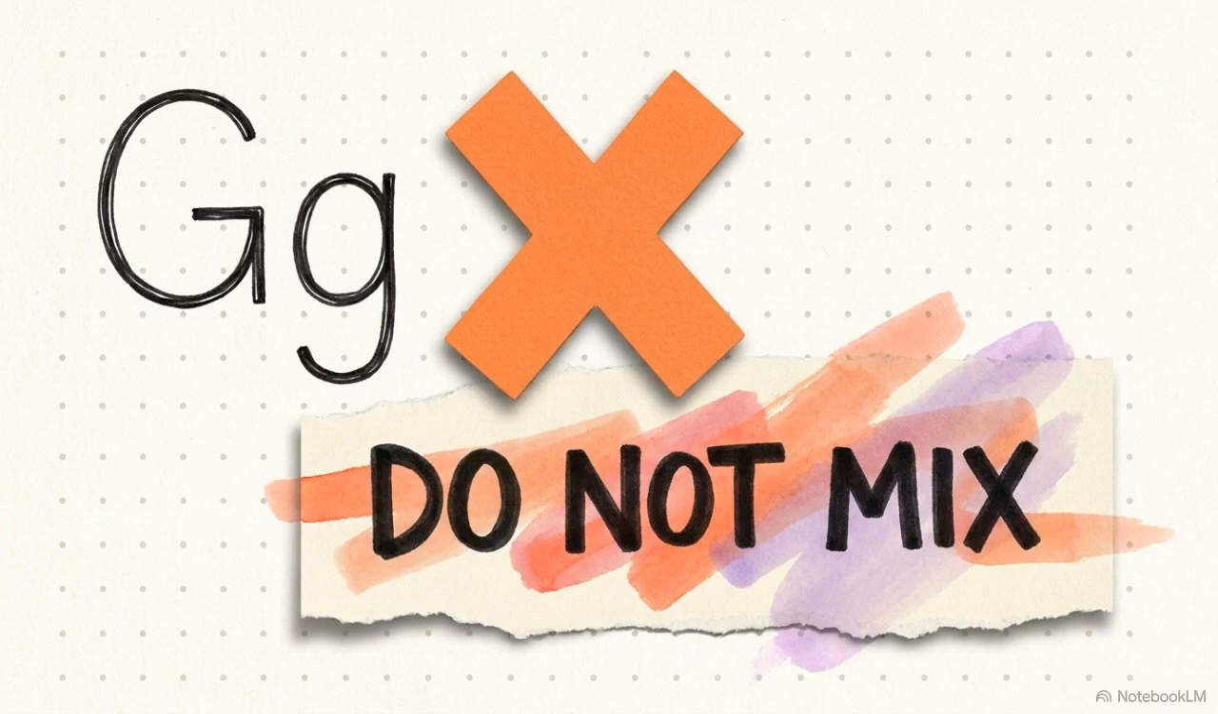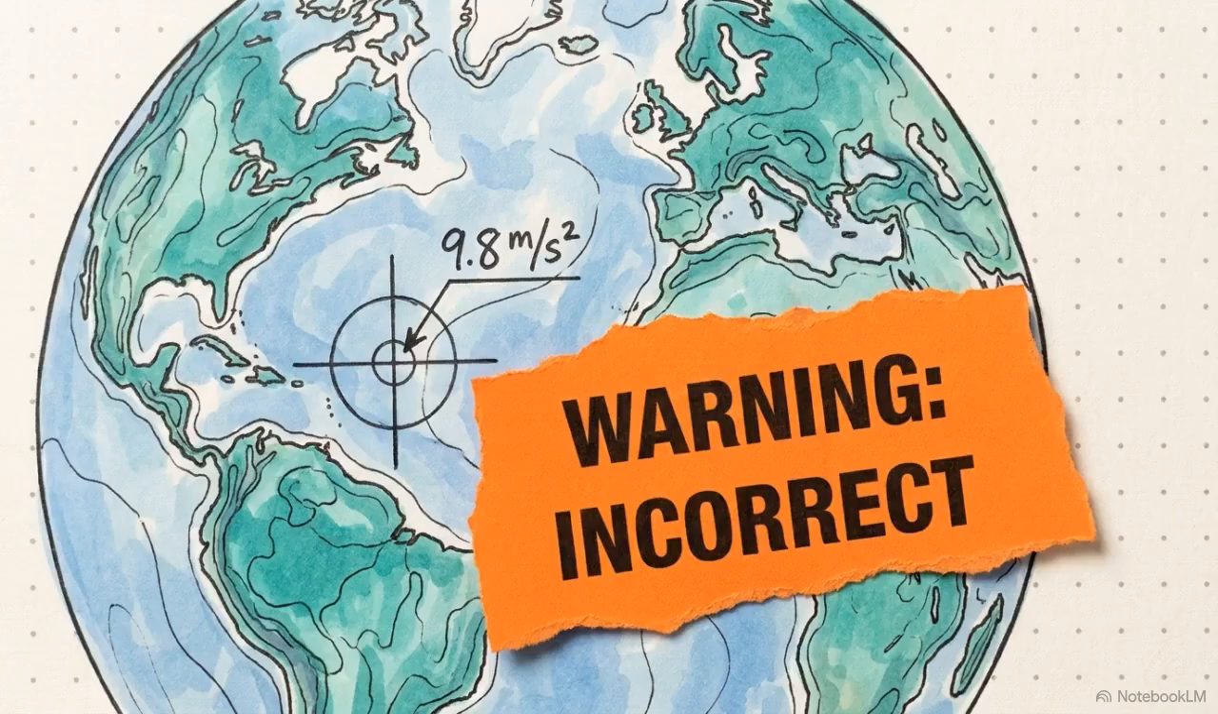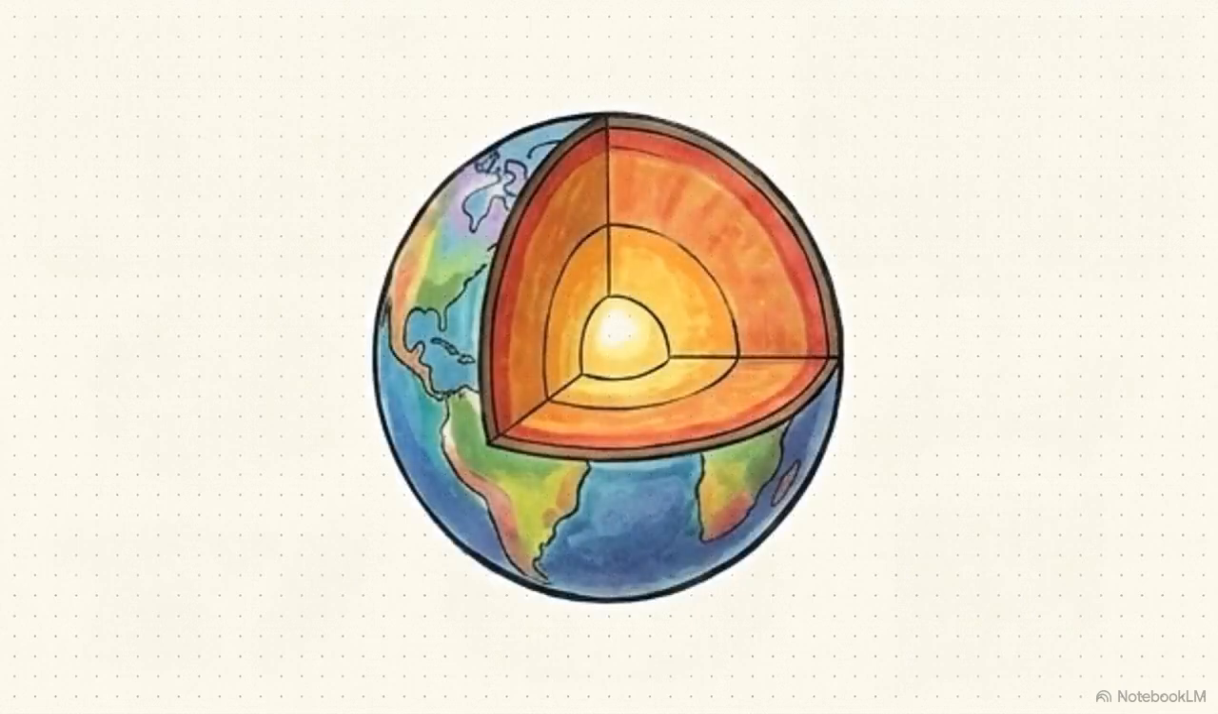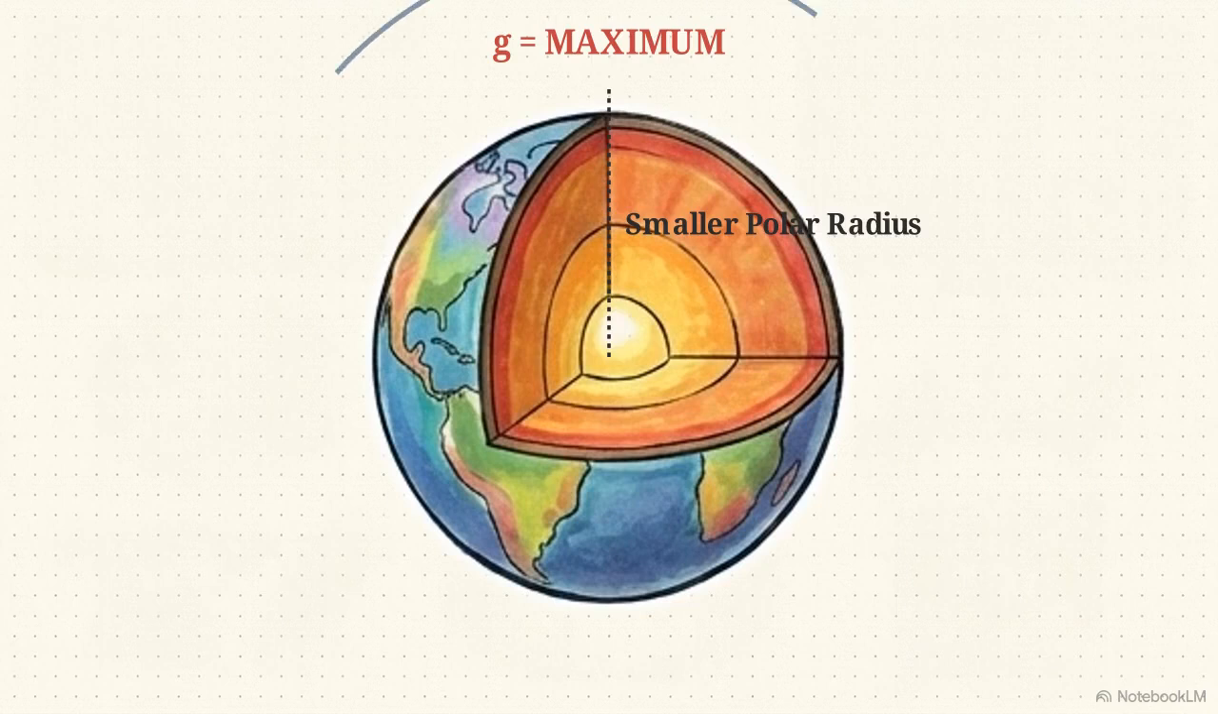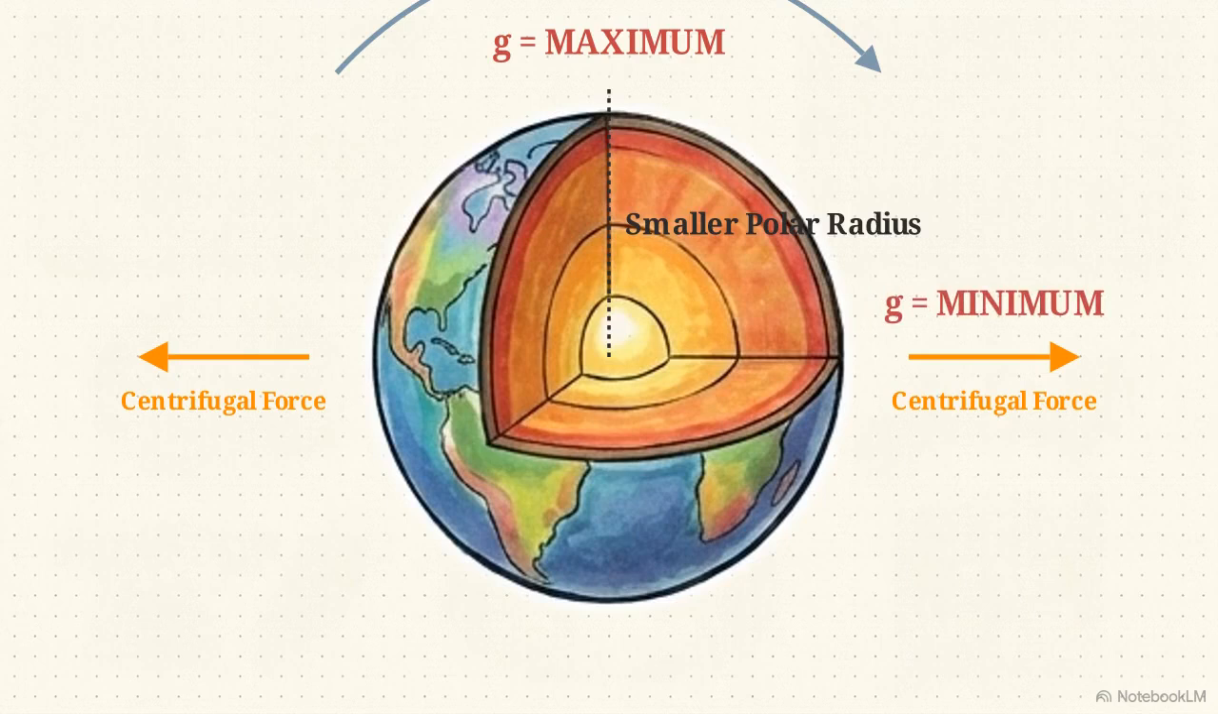That local effect brings us to trap number 2, the assumption that little g is exactly 9.8 meters per second squared everywhere on Earth. Earth is not a perfect sphere. It bulges outward at the equator. Because the polar radius is smaller, standing at the north or south pole places you physically closer to Earth's center of mass, maximizing gravity. Moving to the equator, we introduce the centrifugal effect. As the Earth spins, it creates an outward centrifugal force that counters gravity. This reduction means the effective value of little g reaches its minimum at the equator.